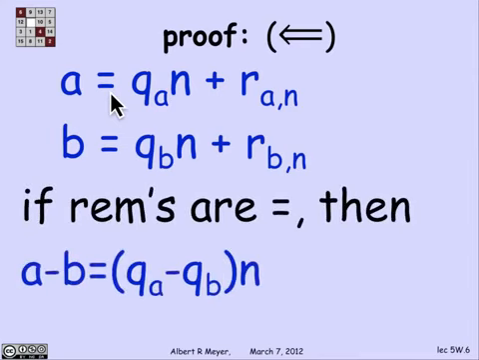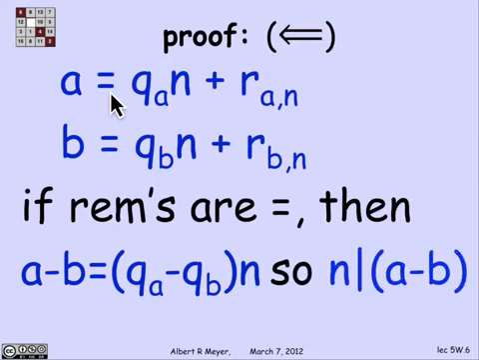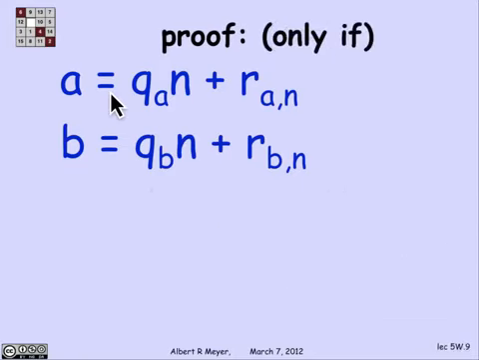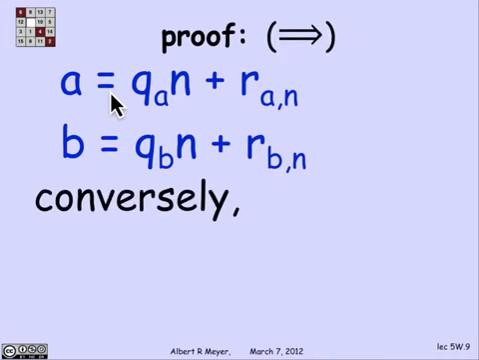But if the remainders are equal, then clearly when I subtract A minus B, I get QA minus QB times n. Sure enough, A minus B is a multiple of n, and that takes care of that one. The only if direction now goes from left to right.